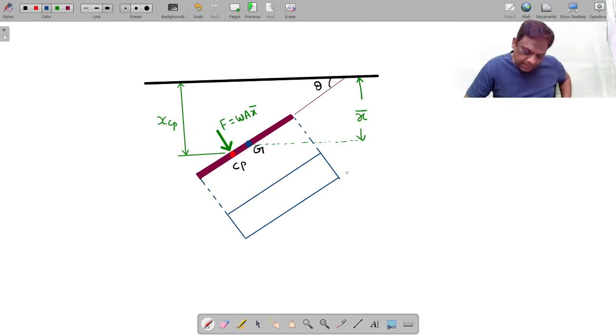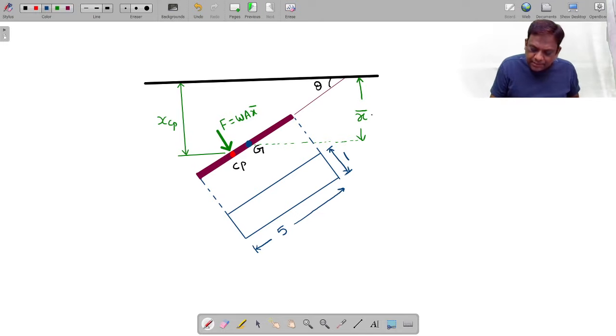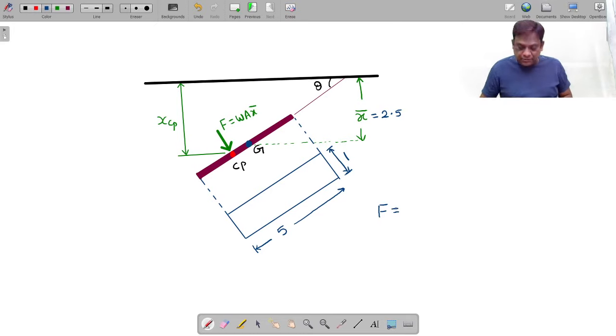Yes, let us assume, look once, let this be 1, some 5. Now, very simple, my dear students. Let x bar be some 2.5 meter, whatever it may be. So what is x bar? The center of gravity is here, the vertical distance. And if you want the magnitude of force, very simple. And this is the centroidal axis. This is GG.